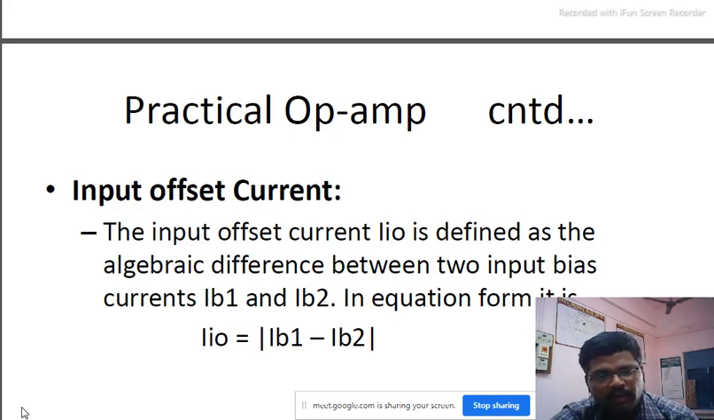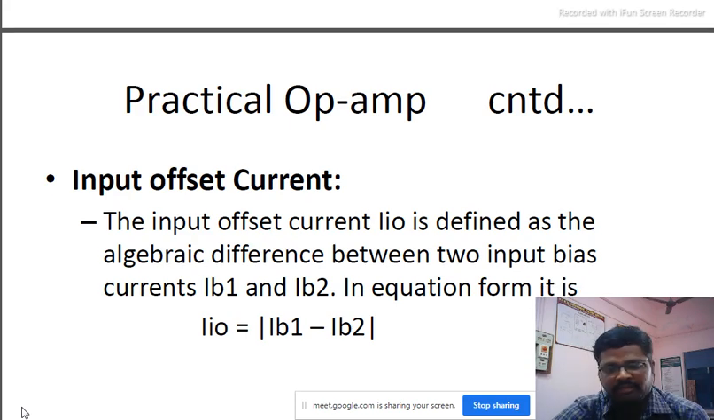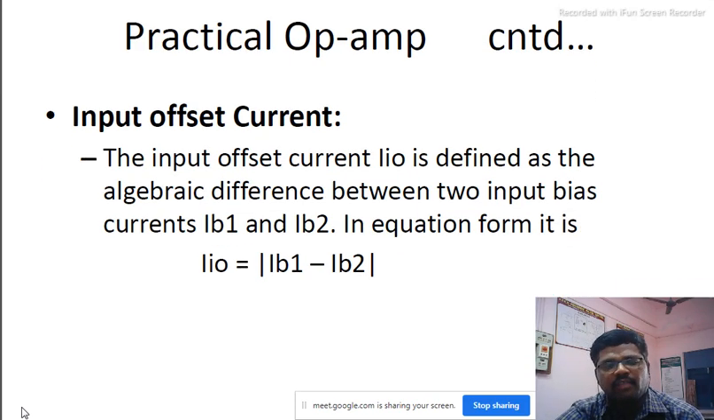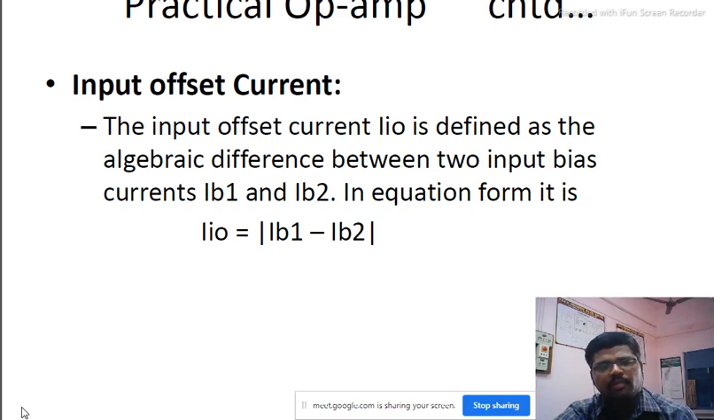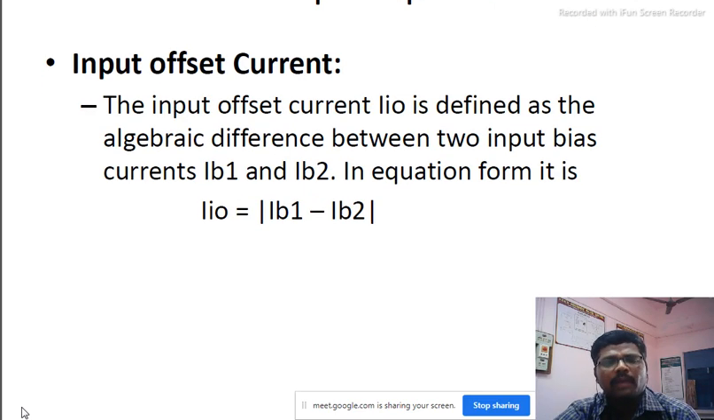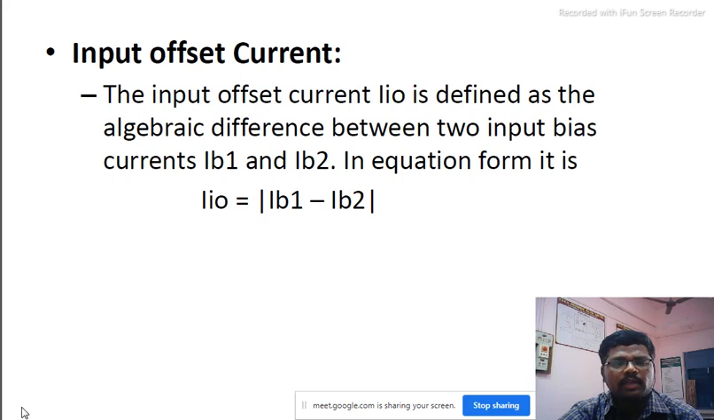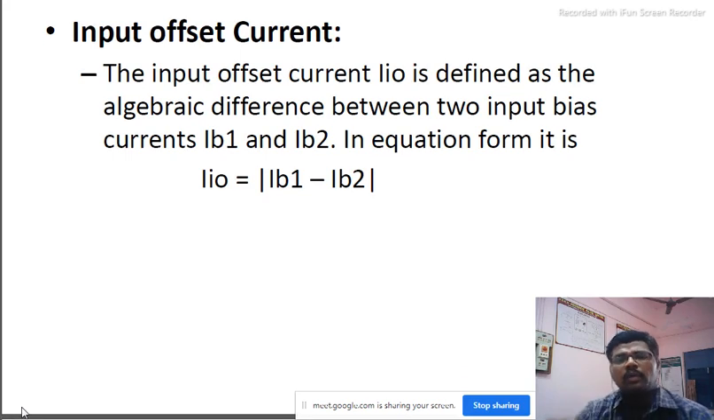Current 1, current 2, we add these two. The input offset current is IB1 minus IB2, or IB1 plus IB2, whatever it means. That is input bias current 1 and input bias current 2. That is called the input offset current.